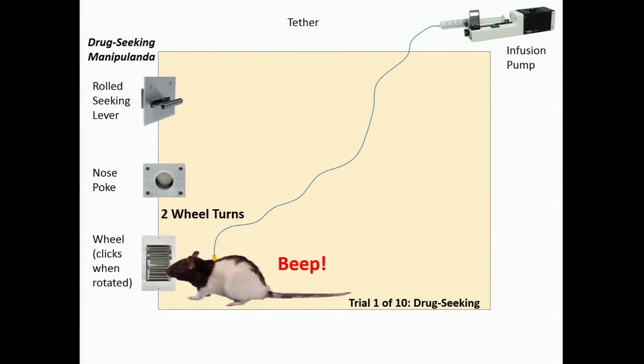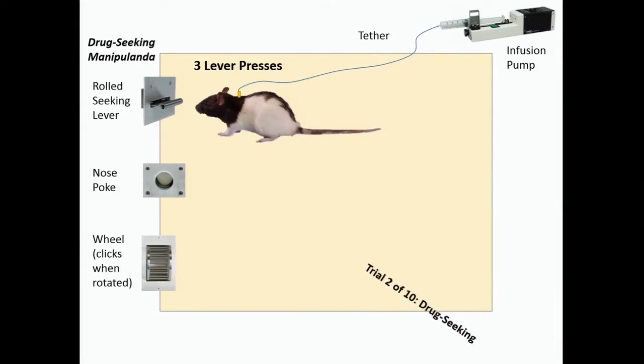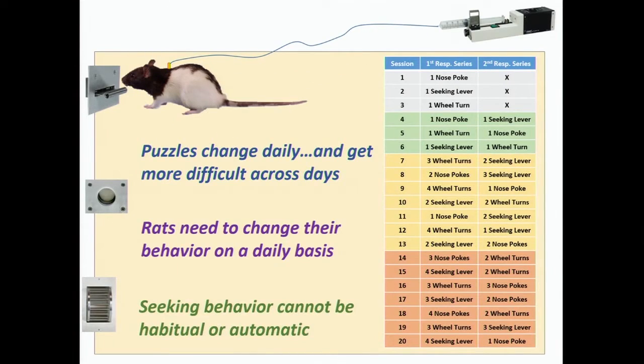Okay, so again, after that, there's this forced timeout period. And so then that's the end of trial one. And so then they go to trial two, and they redo this same procedure. And so what happens is it does 10 of those trials in a given day.